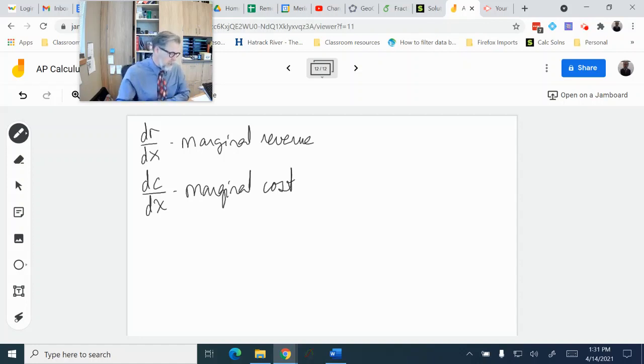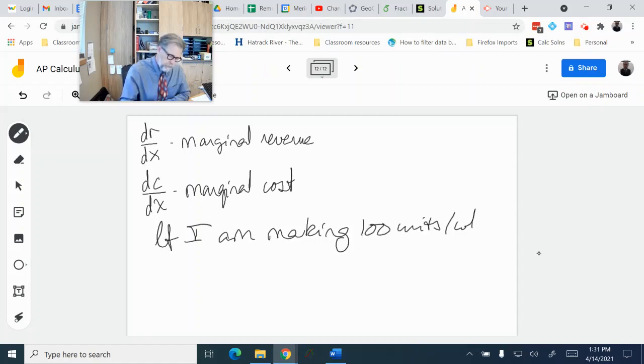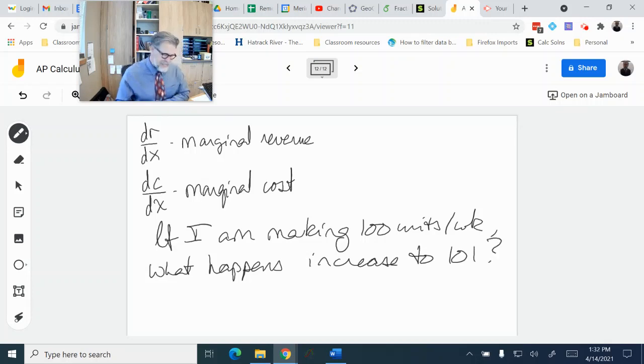So for example, if I am making 100 units per week, what happens if I increase to 101? This is where we often look at the idea of marginals, is we say, well, look, I want to increase my production. What's going to happen? What's my rate of change to go from 100 to 101? What does it do to my revenue? What does it do to my cost? And we'll come back and we'll talk about that a little bit more.